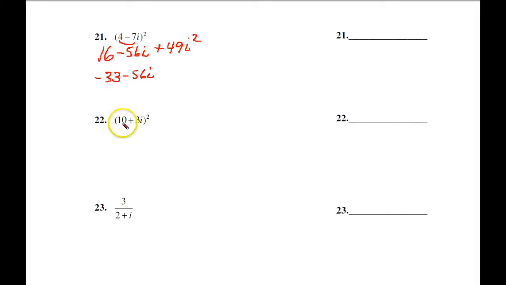Square this binomial. Square the first term. That gives you 100. Multiply these together. That gives you 30i, double it, 60i. Square the last term, plus 9i squared. But we know i squared is a negative 1, so this is a negative 9. This then is 91 plus 60i. Okay.